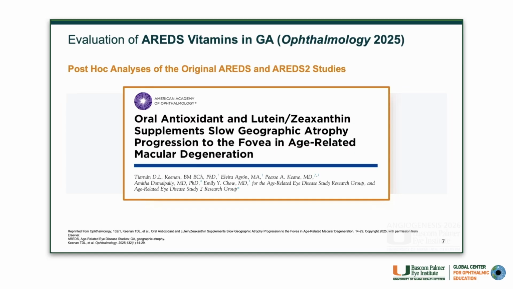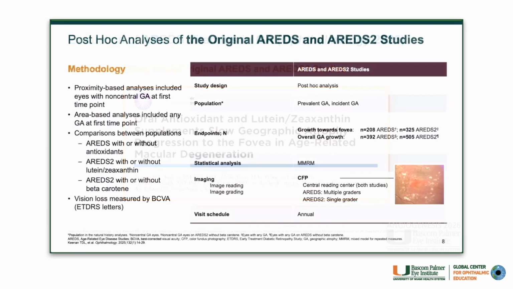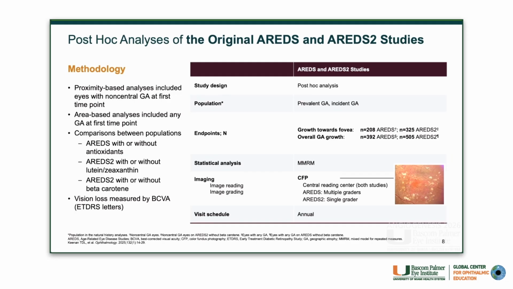With this in mind, authors Keenan and colleagues evaluated lesion progression towards the fovea in the AREDS 1 and 2 datasets, recently published in 2025. They selected eyes with GA measurements on color fundus photography at 2 or more study visits. In their proximity-based analysis, they analyzed growth of non-center point GA towards the foveal center. In the area-based analysis, they analyzed lesion area growth in both non-central and central lesions.